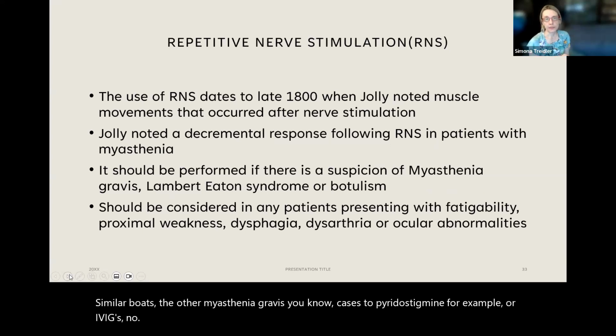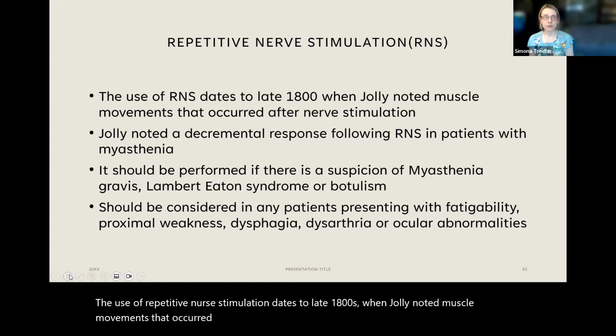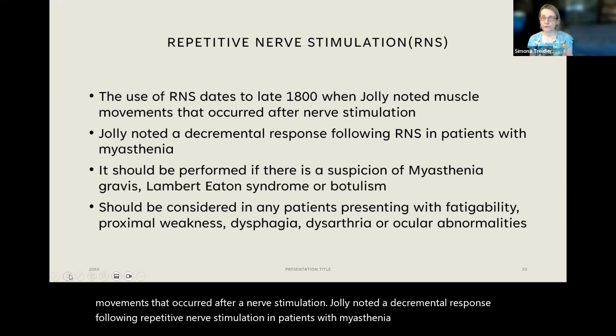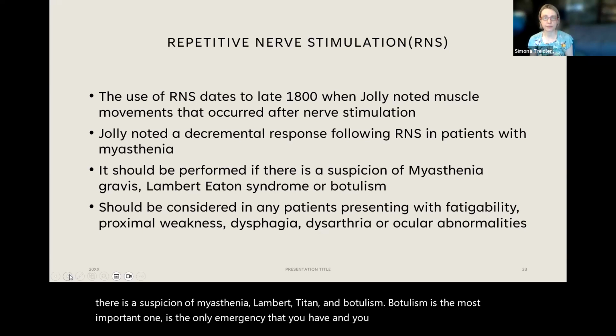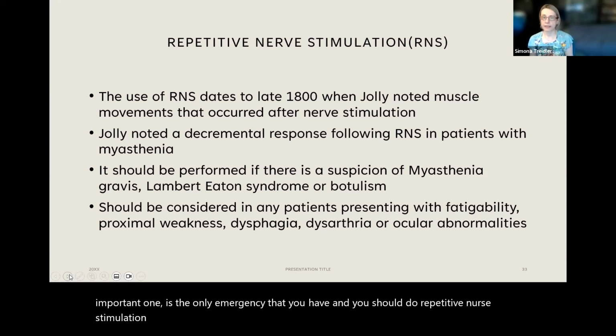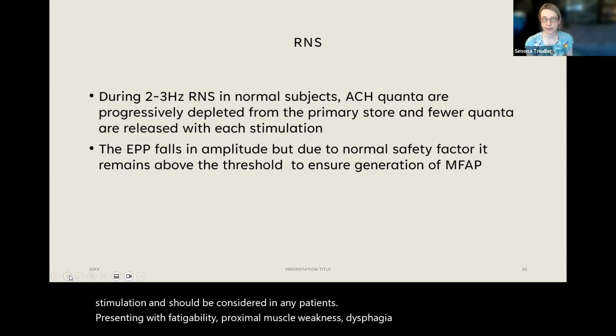The use of repetitive nerve stimulation dates to the late 1800s, when Jolly noted muscle movements that occurred after nerve stimulation. Jolly noted a decremental response following repetitive nerve stimulation in patients with myasthenia. It should be performed if there is a suspicion of myasthenia, Lambert-Eaton, or botulism. Botulism is the most important one. It's the only emergency that you have. Repetitive nerve stimulation should be considered in any patient presenting with fatigability, proximal muscle weakness, dysphagia, dysarthria, or ocular abnormalities.